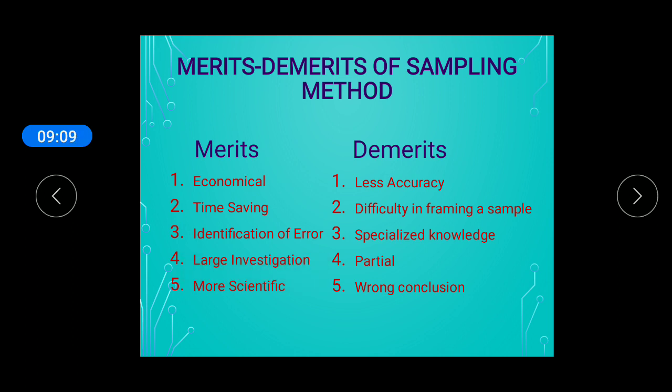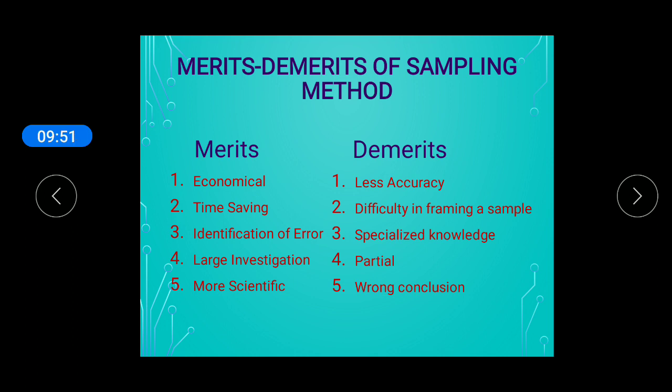Next is large investigation. The sampling method is more feasible in situations of large investigation than the census method, because here the investigator has to collect the information from a small group which represents all the population. So the investigator can collect the information for a large investigation very easily. Next is more scientific. Dear students, this method is more scientific compared to the census method, because it makes the work of the investigator so easy, and so it is more scientific.